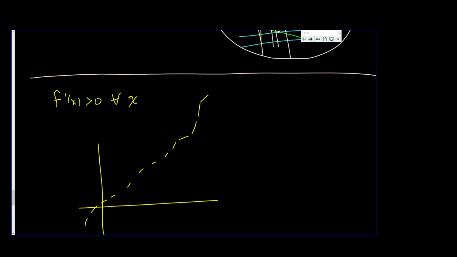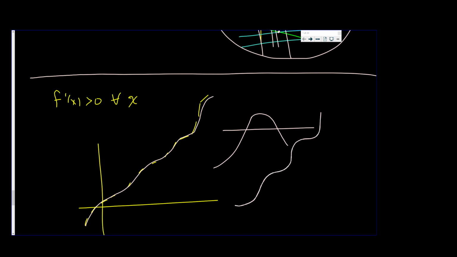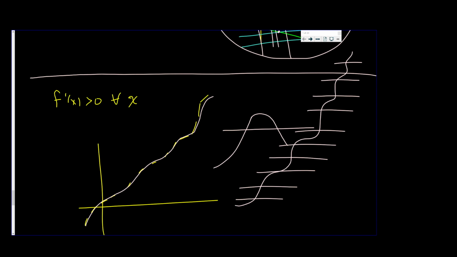This curve must be 1-to-1. It's always increasing. To fail the horizontal line test, you have to be increasing and then decrease. Then you fail the horizontal line test. But if you're only going up, even if you're going up like that, if you're always increasing, you'll never fail the horizontal line test.